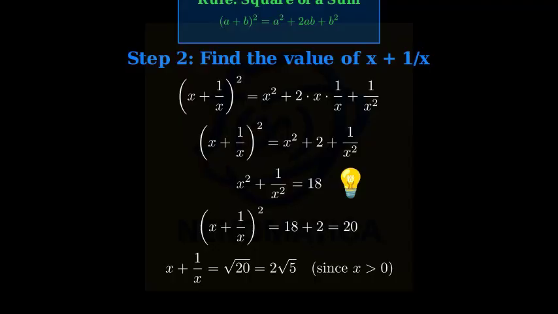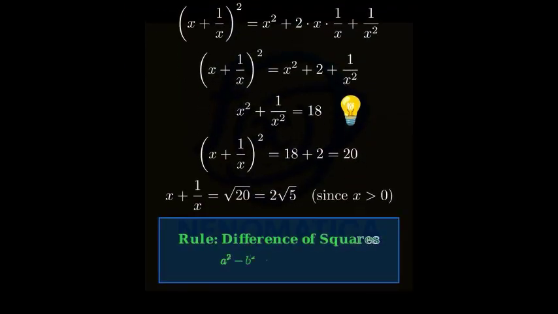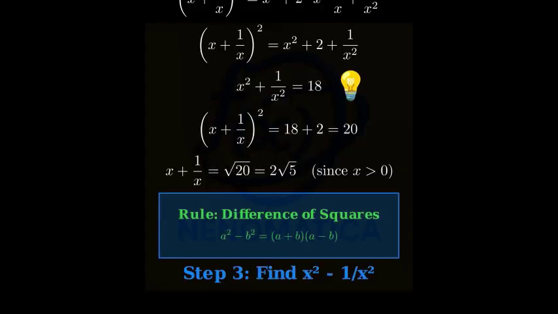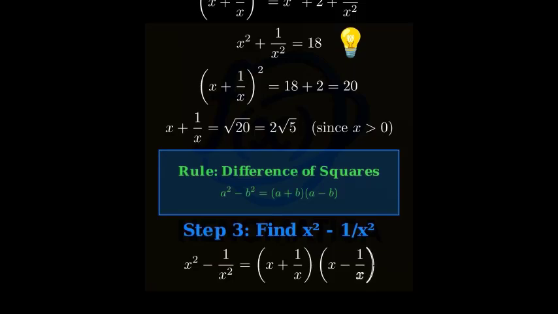We're now ready to find the answer to our original question. Let's recall the difference of squares formula. A squared minus b squared equals a plus b times a minus b. We want to find x squared minus 1 over x squared. Using the difference of squares formula, this equals x plus 1 over x times x minus 1 over x.